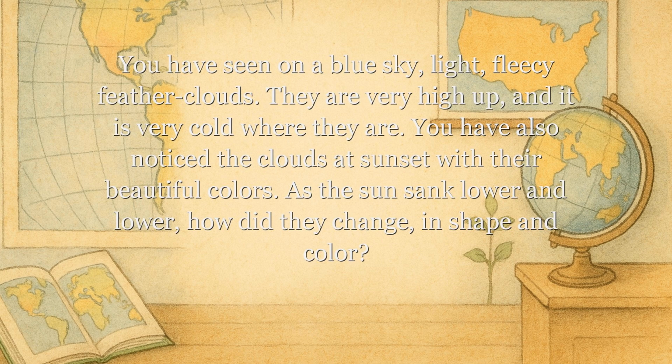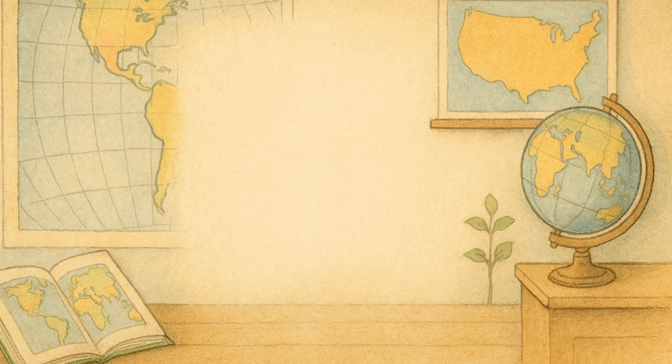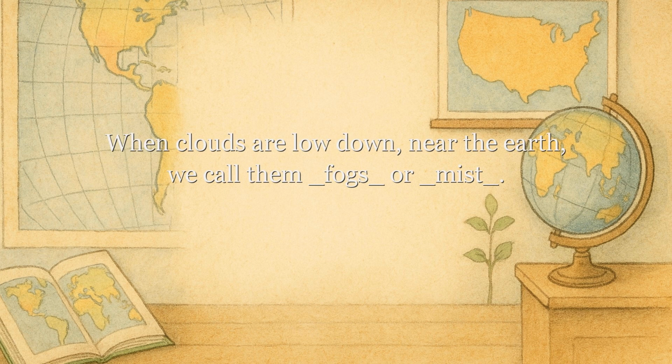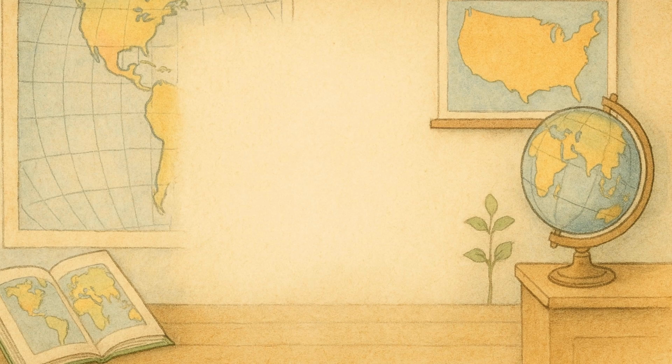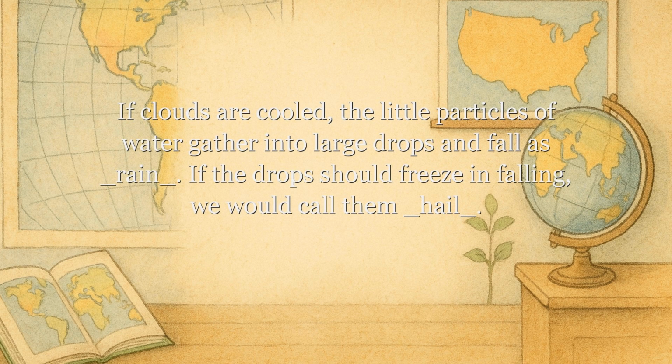They are very high up, and it is very cold where they are. You have also noticed the clouds at sunset with their beautiful colors. As the sun sank lower and lower, how did they change in shape and color? When clouds are low down near the earth, we call them fogs or mists. If clouds are cooled, the little particles of water gather into large drops and fall as rain. If the drops should freeze in falling, we would call them hail.